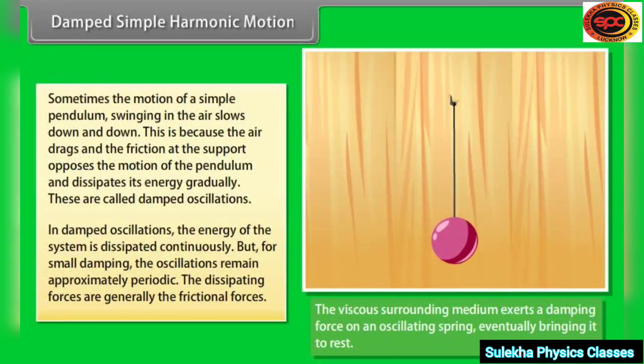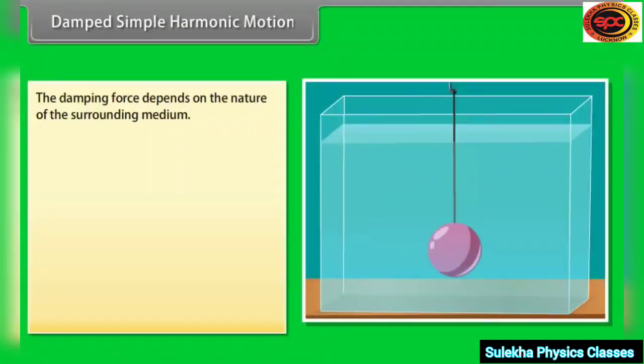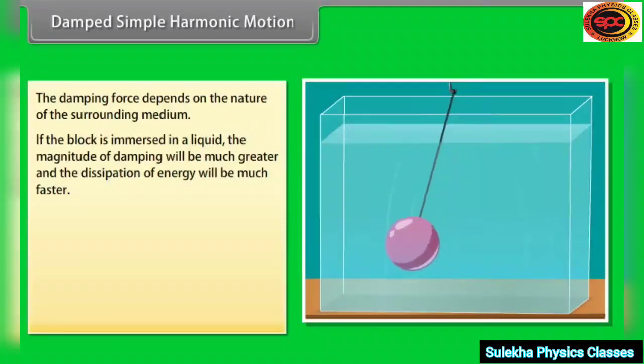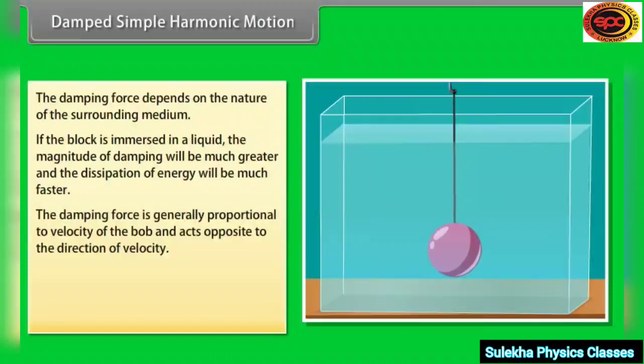The dissipating forces are generally the frictional forces. The damping force depends on the nature of the surrounding medium. If the bob is immersed in a liquid, the magnitude of damping will be much greater and the dissipation of energy will be much faster. The damping force is generally proportional to the velocity of the bob and acts opposite to the direction of velocity. If the damping force is denoted by Fd, we have Fd is equal to minus bv.